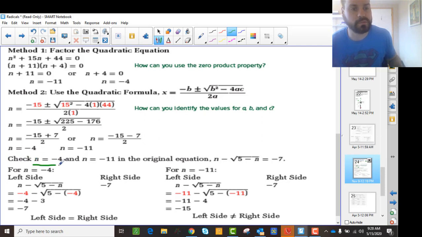So we check n equals minus 4. We go n minus the square root of 5 minus 4. That gives me minus 4 minus the square root of 9. Square root of 9 is 3. So we get minus 4 minus 3, and that gives me minus 7. So we say that one works.